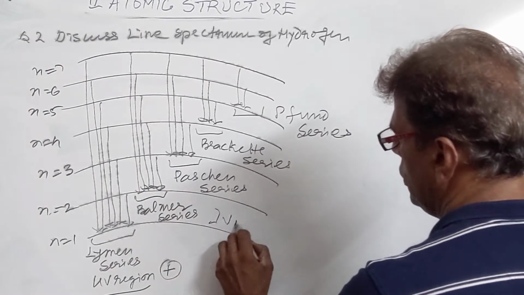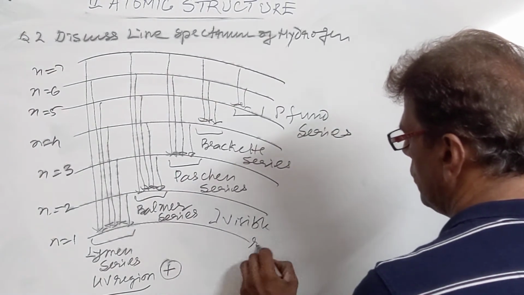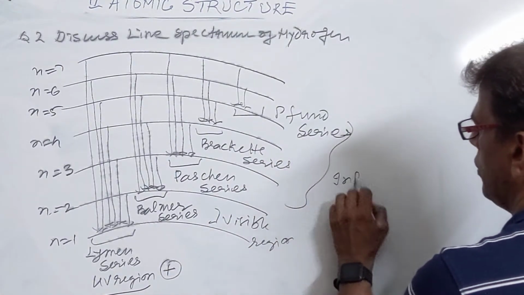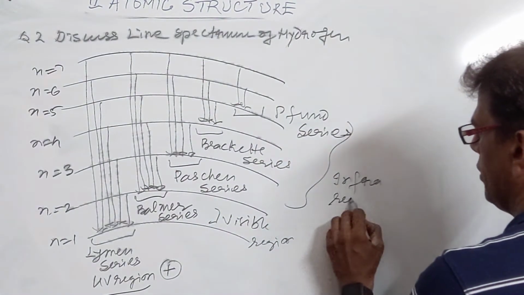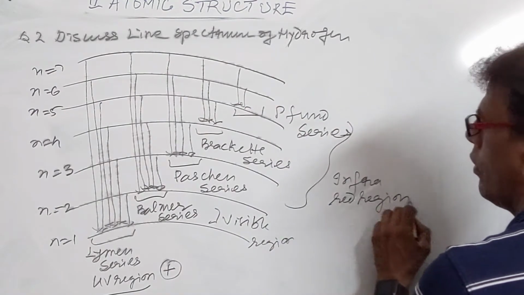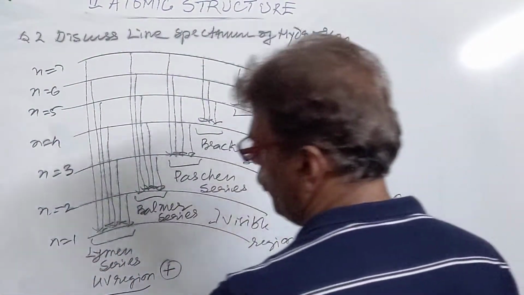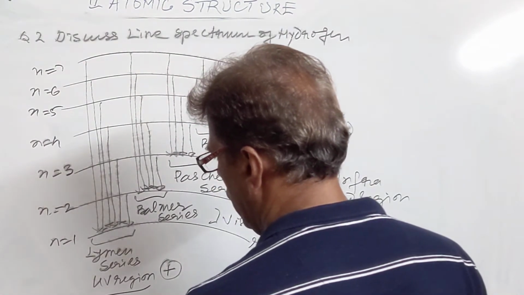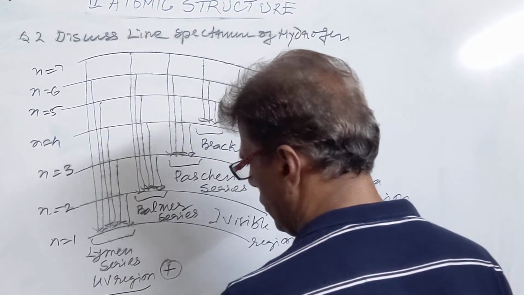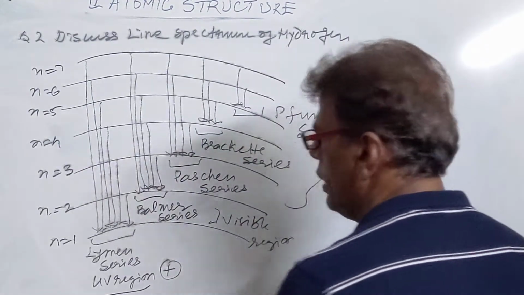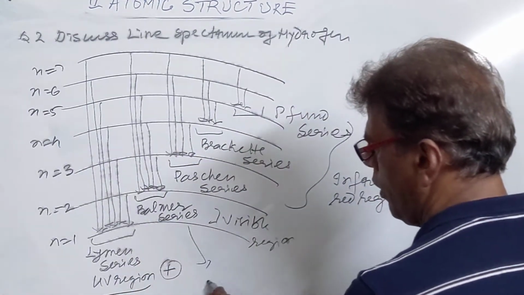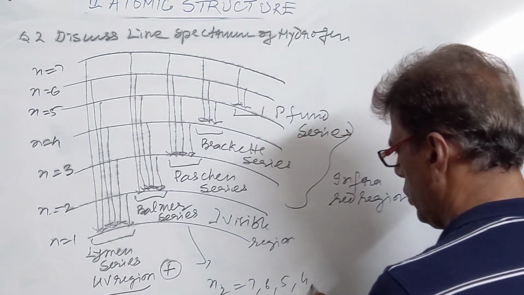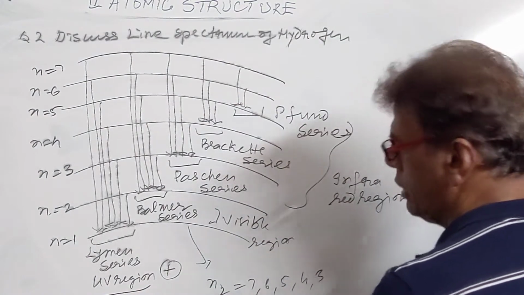This falls in the visible region, and these 3 series fall in the infrared region. They are of very less energy. So for the Lyman series, the value of N2 is 7, 6, 5, 4, 3, 2, and the value of N1, where electrons are falling, is 1. And for the Balmer series, N2 will be 7, 6, 5, 4, 3, and N1 will be 2 in this case.